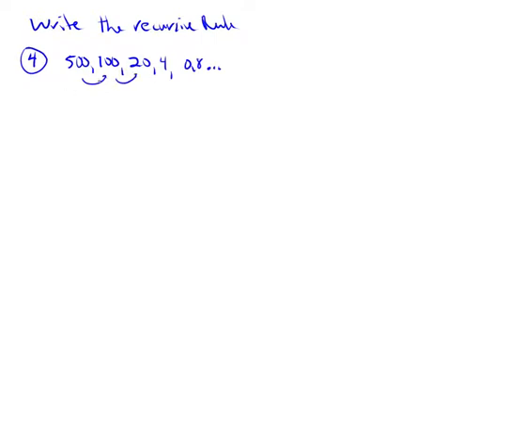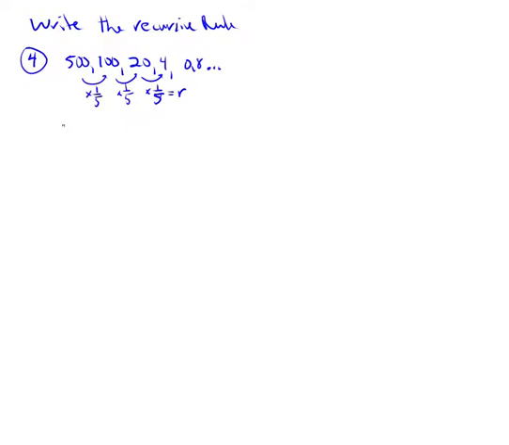I'll start here with the 4 and the 20. So 4 divided by 20, that would be times 1/5, because it'd be 4 over 20, which would be 1 over 5. Now, if we go 20 over 100, that would also be times 1/5. And 100 over 500 is times 1/5. So that is our ratio.